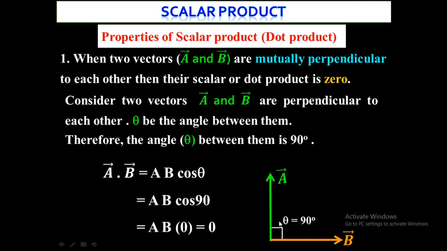By the definition, vector A dot B is equal to AB cos theta, and theta is 90 degrees, and we know that cos 90 is nothing but 0. So the magnitudes of the vectors A and B, multiplied by 0, is 0. It means that the scalar product, the dot product, is 0. When the angle between those vectors is 90 degrees, the scalar product is 0. So therefore, when two vectors are mutually perpendicular to each other, their dot product is 0. This is the first property.